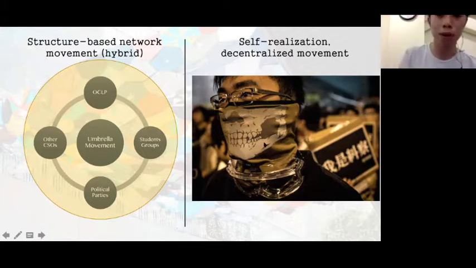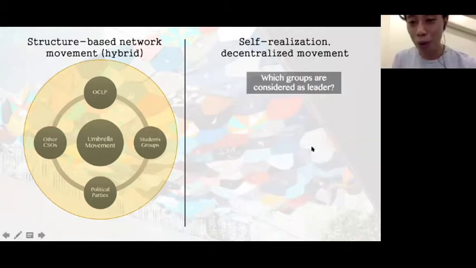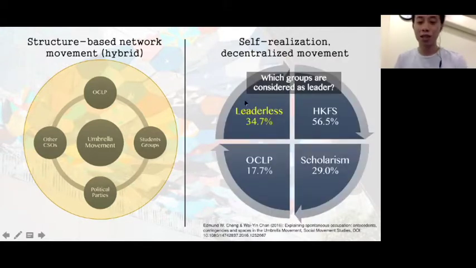So there were more people who didn't identify themselves as affiliating with any groups, and who also didn't see the need for a leader. This is a survey done in the second month of the umbrella movement, in which some scholars surveyed protesters who were living in the occupying zone or just walking through it. 56% of them identified the movement leader as the Hong Kong Federation of Students. 29% identified Scholarism, which is another student group, a high school student group, as the leader.